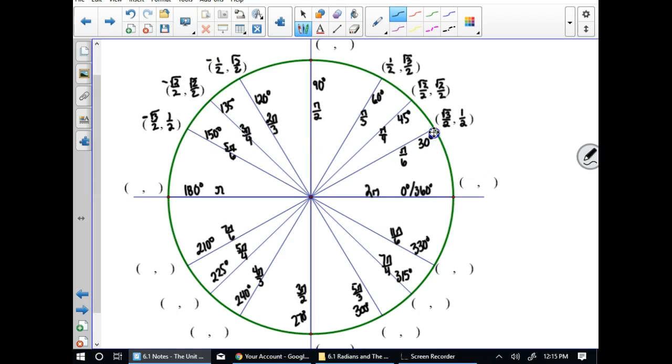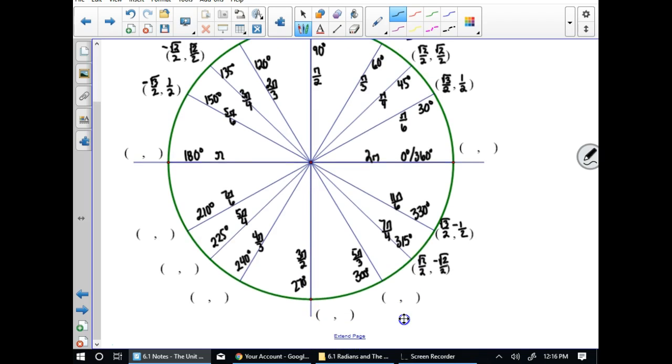I could do the same thing by reflecting this over the x-axis. So if I reflect this over the x-axis, this point right here is going to be the same, square root of 3 over 2, 1/2, except for now, which coordinate is negative? The 1/2, that y-coordinate. And so right here I'll have square root of 2 over 2 and negative square root of 2 over 2. And then here I'll have 1/2 and negative square root of 3 over 2.